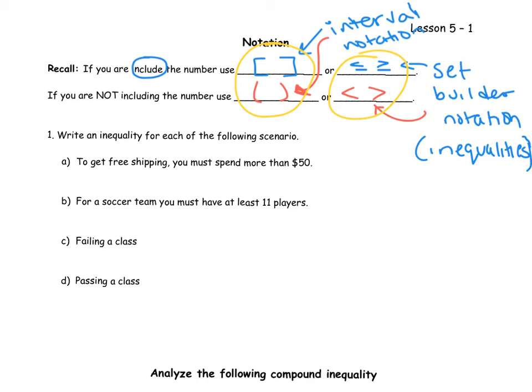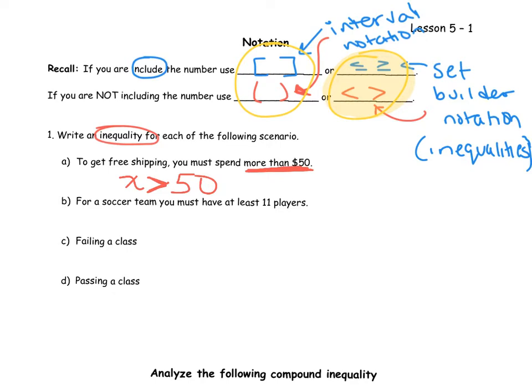All right, awesome. So first things first, we want to write an inequality for each of the following scenarios. So we're going to be using inequalities. I'm looking at the following notation here. We're going to be using set builder notation. Okay. So the question says, to get free shipping, you must spend more than $50. All right. Well, in order for me to spend more than, you guys need to remember your inequality symbols. More than looks like this. And I'll use the variable x.